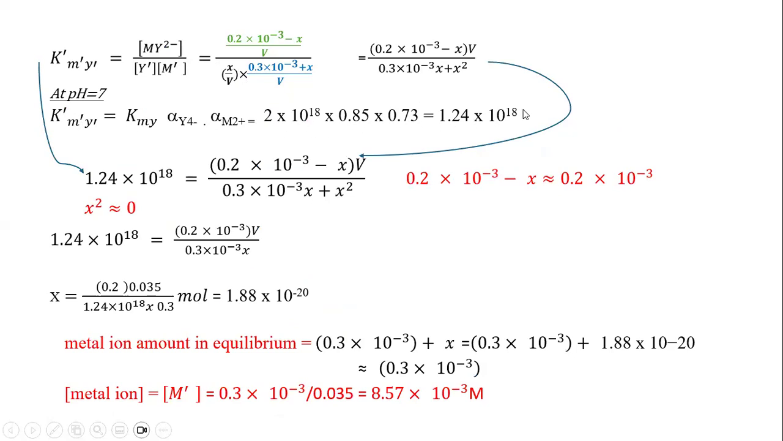At pH 7 you have done. So K dash M dash Y dash you know. My2 minus concentration also. That's after division, this is the simplification equation. You come to this. The same thing is there.